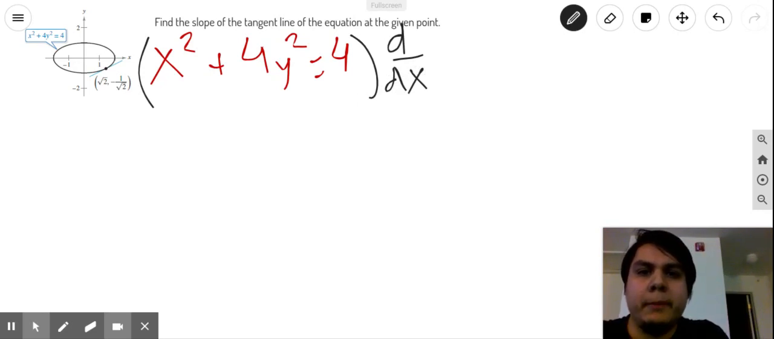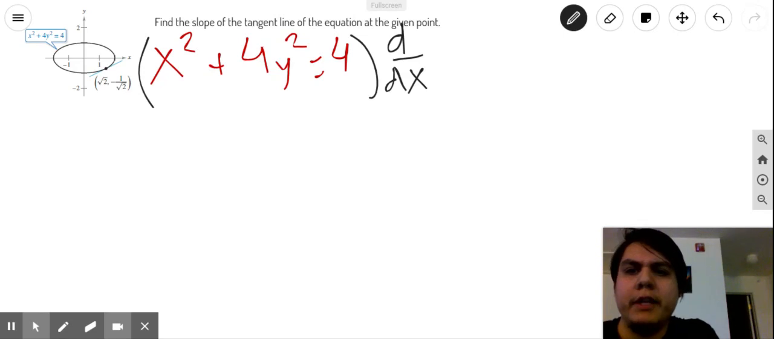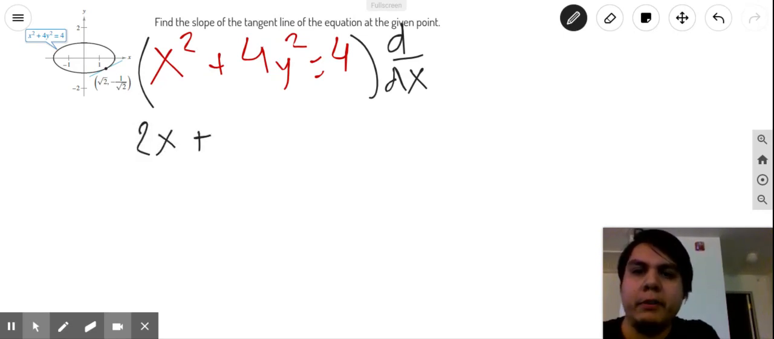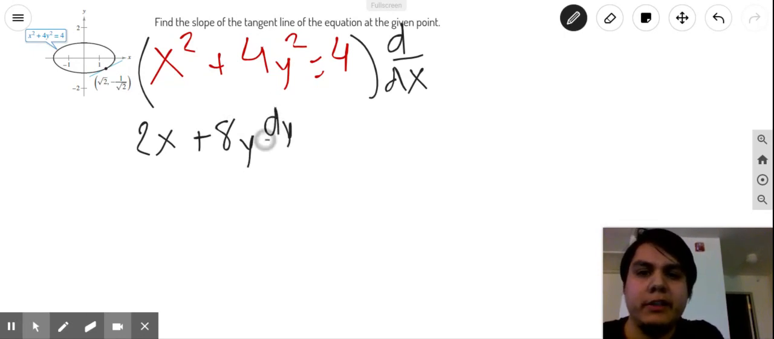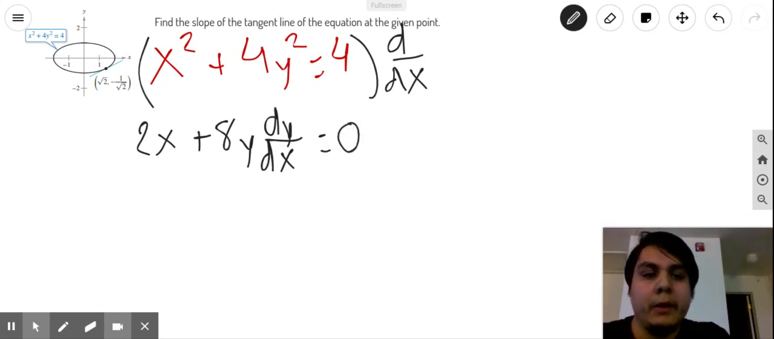In order to do that, we can just go ahead and use our power rules for this. It's not too complicated. From the x squared, we're going to get the 2x, plus from the 4y squared, we're going to get an 8y. But because it's a y and not an x, we're going to write the dy/dx to denote that we're finding the way that the y changes with respect to x, and that should equal the derivative of a constant, which is just 0.